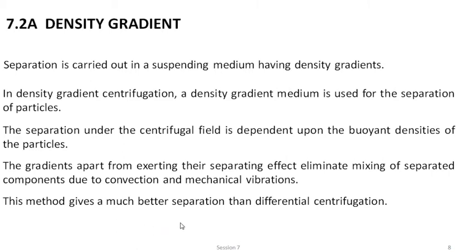This method gives a much better separation than differential centrifugation. Okay, this is a step ahead. Density gradient separation is a step ahead of differential centrifugation.